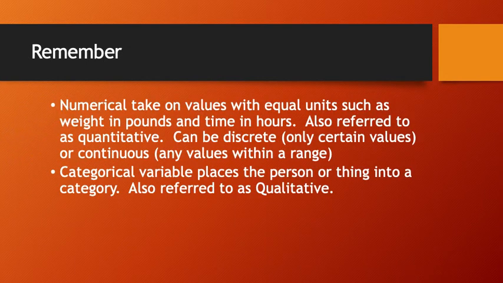Just recapping a little bit, remember that numerical variables take on values with equal units, such as weight in pounds and time in hours, also referred to as quantitative. And those variables can be either discrete, only certain values, or continuous, any values within a range. Or categorical variables, which place the person or thing into a category. These are also referred to as qualitative.